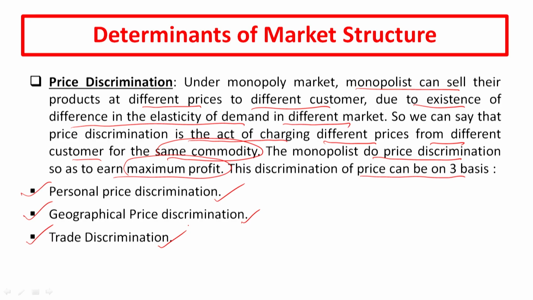So the first important determinant of market structure is price discrimination, in which different prices are charged from different customers in the monopoly market, in the monopolist system, and the objective behind this is to earn maximum profit. It can be on 3 bases: the first being personal price discrimination, then geographical price discrimination, and trade discrimination.